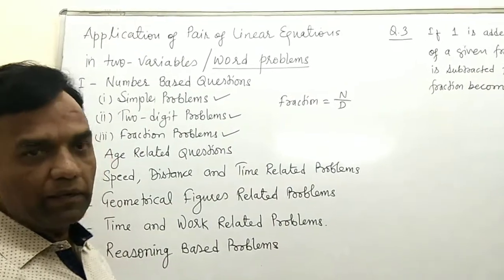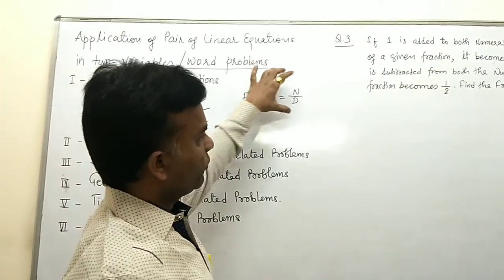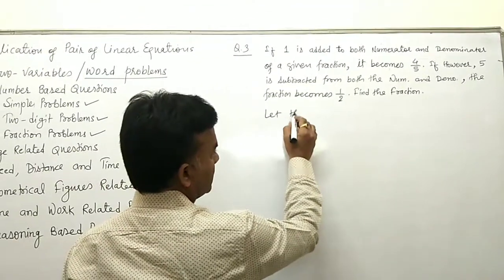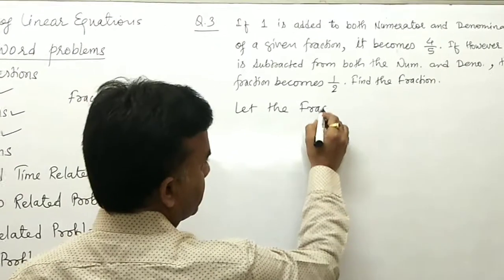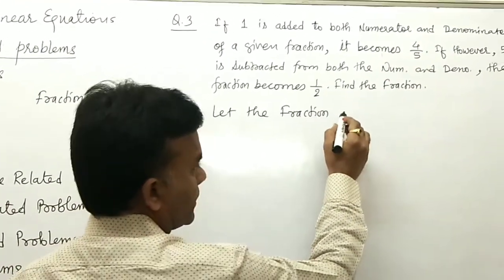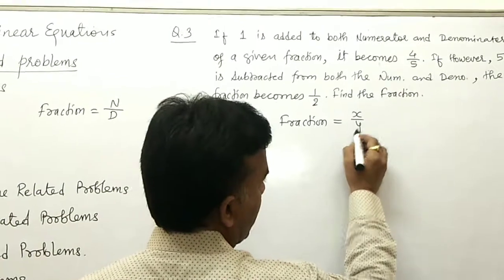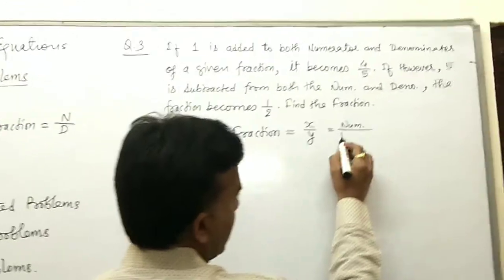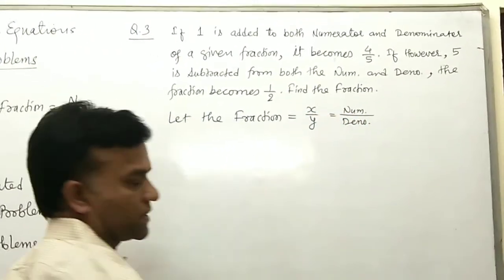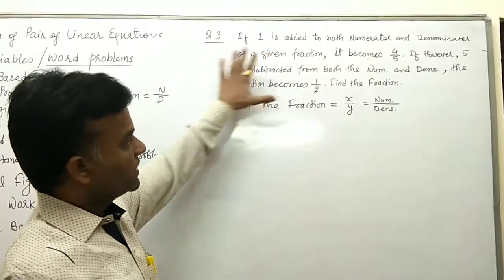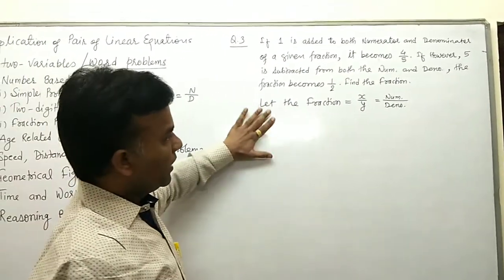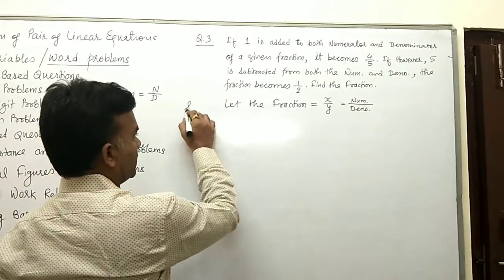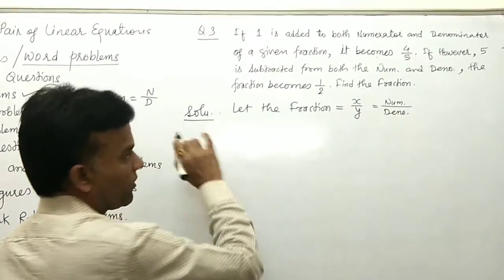So first here we assume the fraction in the form of numerator upon denominator. So here you assume, let the fraction equal x upon y. Okay, so x is your numerator and y is your denominator. So we have the fraction first, because in this question we consider the fractions. Therefore here we write down the fraction. Now here we start to bifurcate the question.